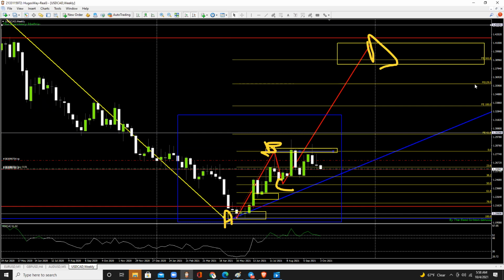Let me know if that so far makes sense for you guys, this ABCD off the weekly. Any questions about the ABCD pattern here and how I found it?